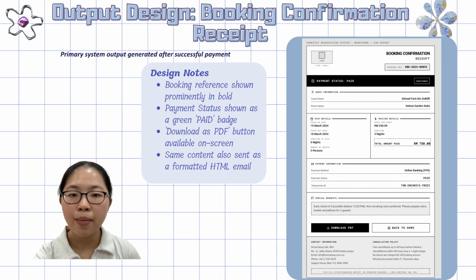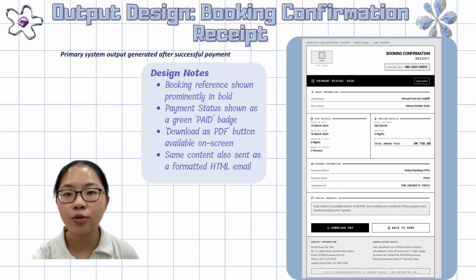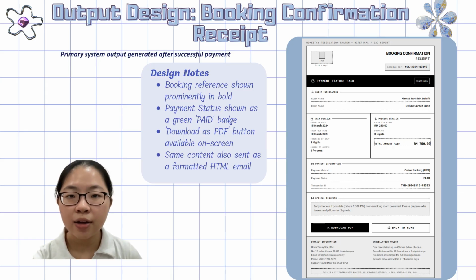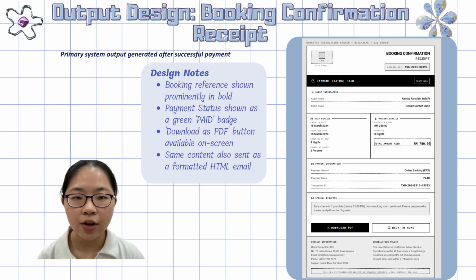It also shows the payment method, payment status, and transaction ID, which serve as proof of a successful payment. At the bottom of the receipt, the guest can either download the receipt as a PDF or return to the homepage. This allows the guest to keep a copy of the reservation for future reference.